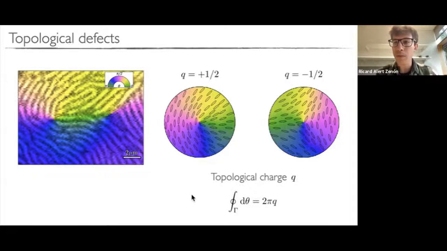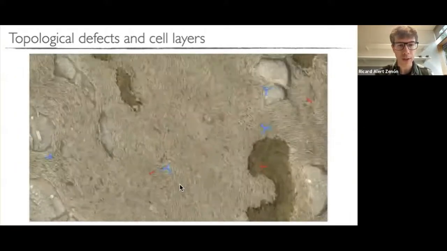And the way I will denote them in images is by placing a red dot at the core of plus 1/2 defects, and then a segment along their single axis of symmetry. Whereas for minus 1/2 defects, what I will do is to place a blue dot at their core and then three segments along the three axes of symmetry that they have. And so what we then did was to identify and track these defects in the cell colony and see what they do. And so here's a movie that shows that.